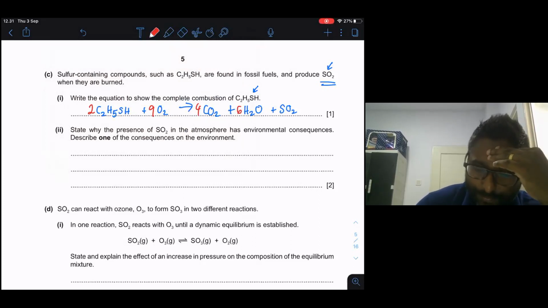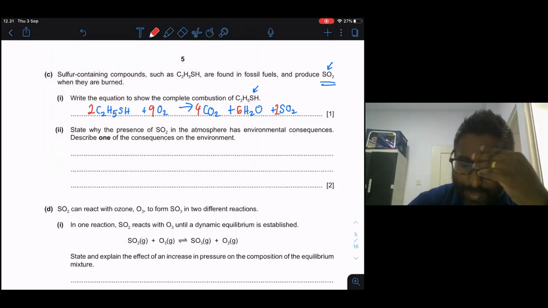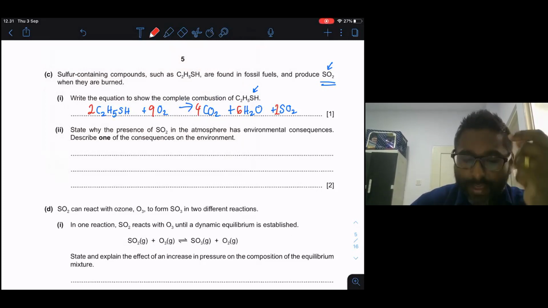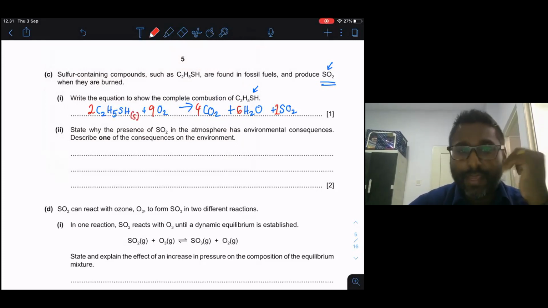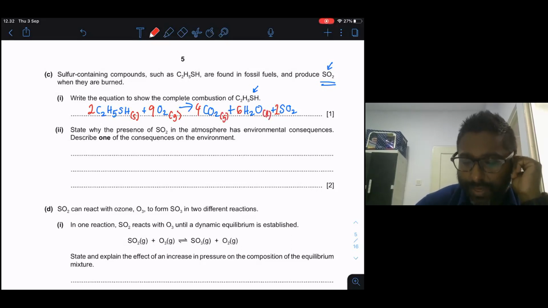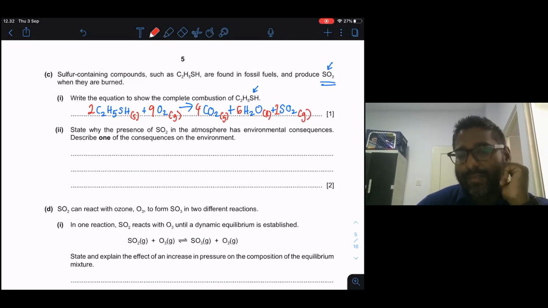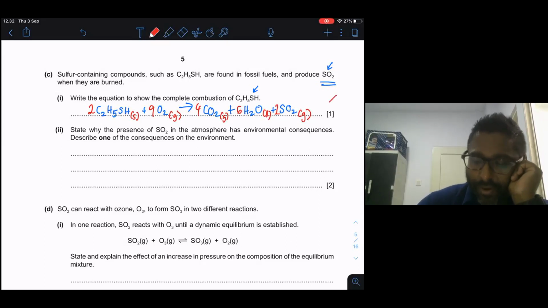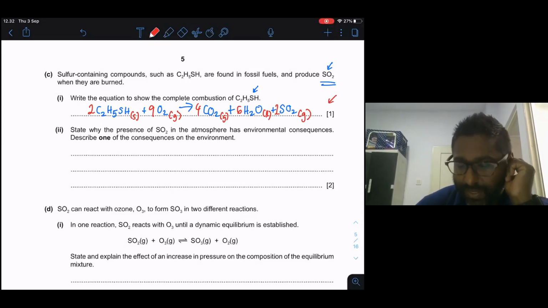Whenever you write any equation, please write down the states. If you are not sure, it's okay to say it's going to be solid, it doesn't matter. But this one, definitely you are going to have in the form of gas, and this one is also in the form of gas. This is going to be liquid. This one is going to be in the form of gas. You can write it down. For this particular question, they do not deduct for the states, but please be mindful every single time when you write any equation, please include the states.